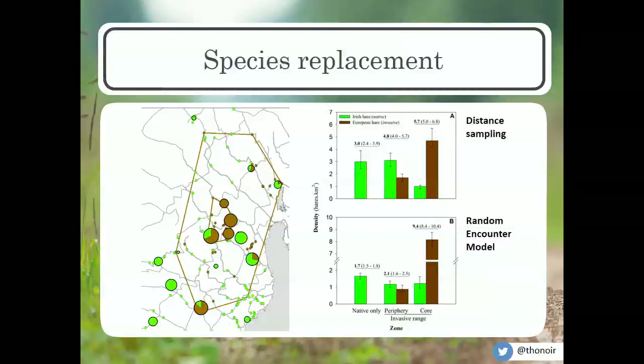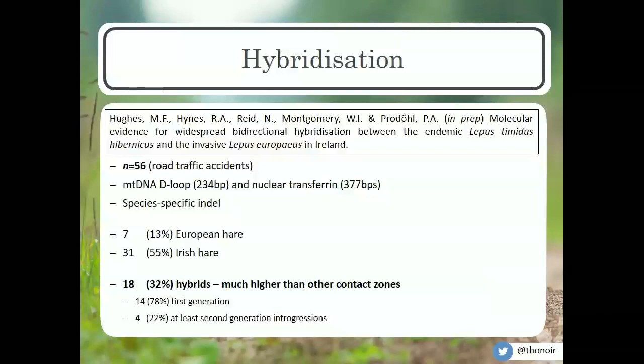And then a quick word about hybridization. I won't go into this too much, but over nearly a third of samples in that range area were hybrids, which is much higher than any other lagomorph contact zone. We got first and second generation hybrids and bidirectional introgression.